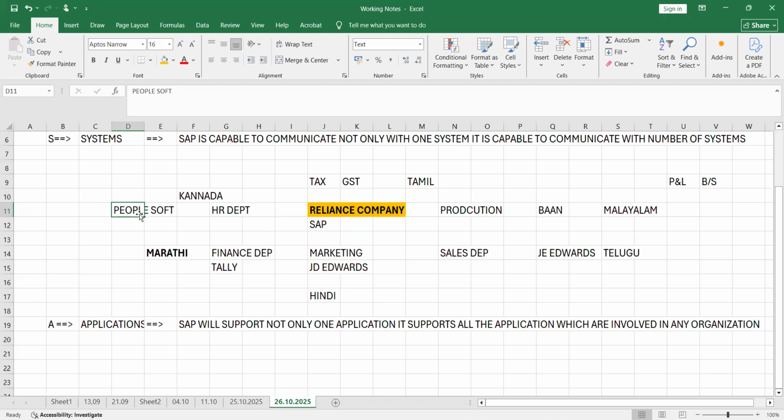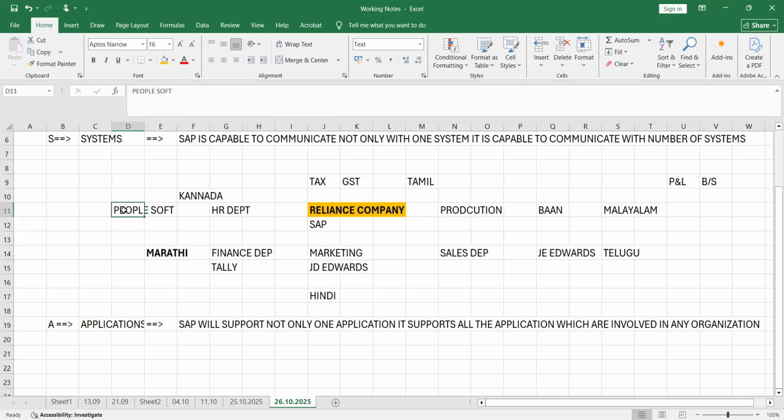For example, PeopleSoft is having some data, and I need some reports from PeopleSoft. SAP has some sort of files and interfaces which will be developed, and that interface can retrieve the data of PeopleSoft. Clear?